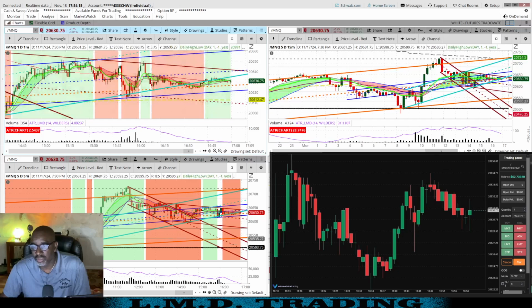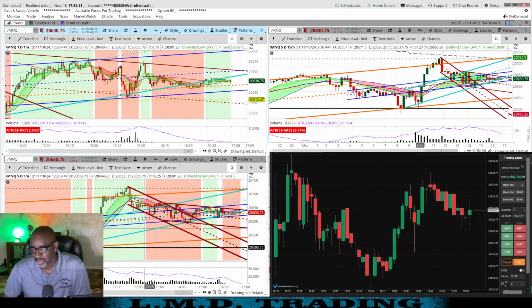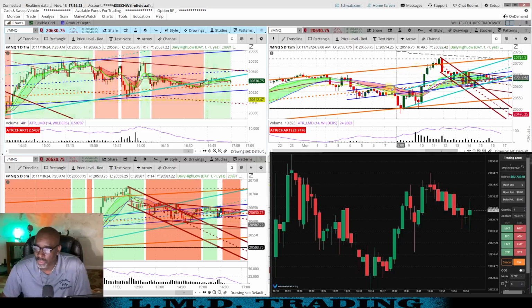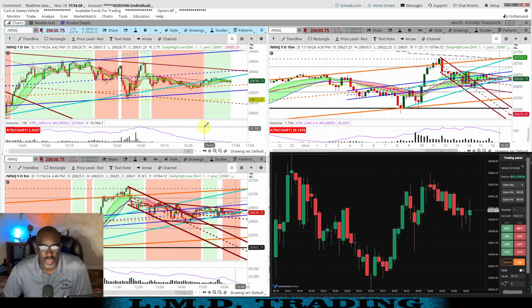Everything is marked. It looks jumbled. Really looks jumbled on the 5. It really looks jumbled on the hourly. Really looks jumbled on the 15. But come over to what I'm actually trading. And that's what I want to see.